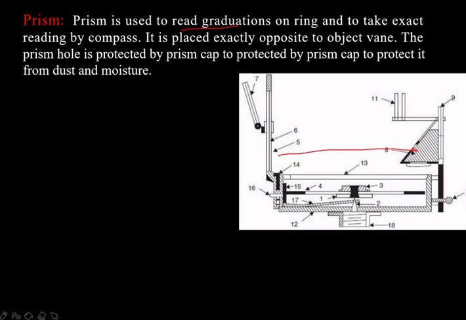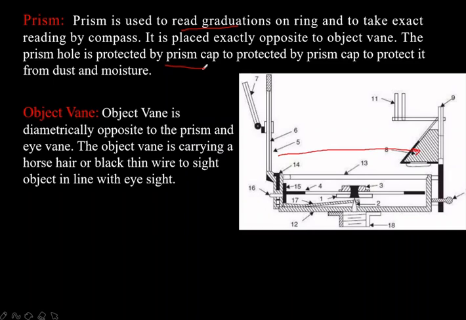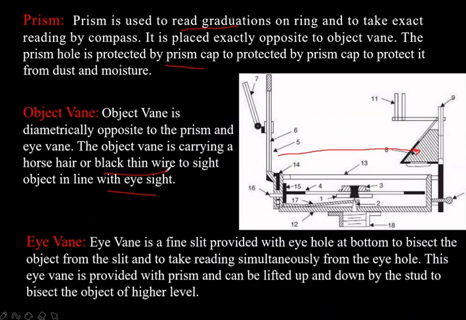So here it will be the prism, and it is protected by the prism cap to protect it from dust and moisture. Next is the object vane. It is diametrically opposite to the prism and the eye vane. The object vane carries a horsehair and a black thin wire to sight the object in line with the eyesight. This black thin wire is nothing but the horse wire, which I showed in the previous slides.